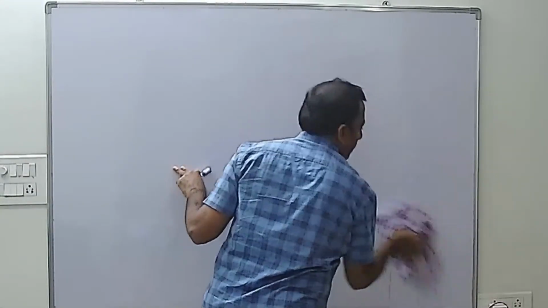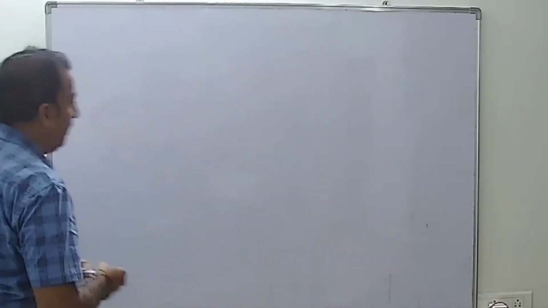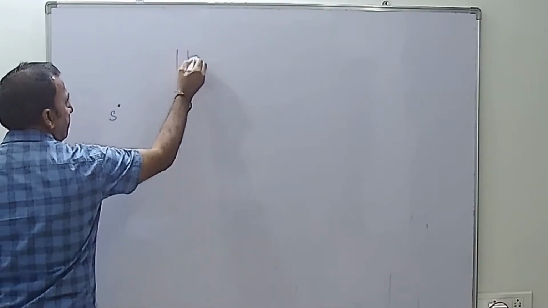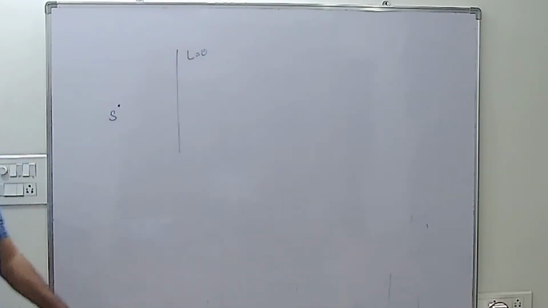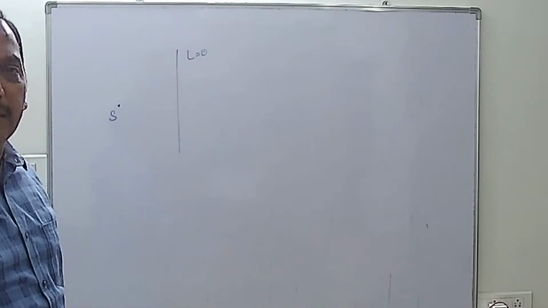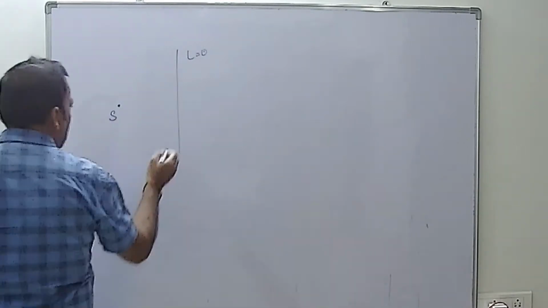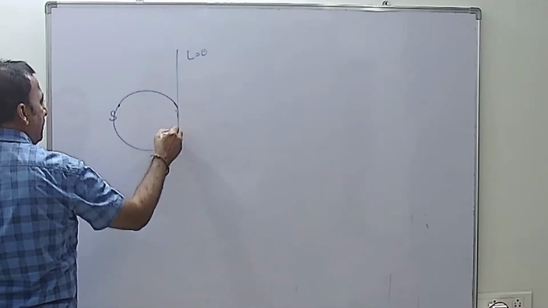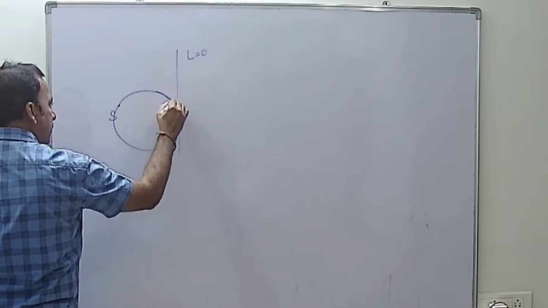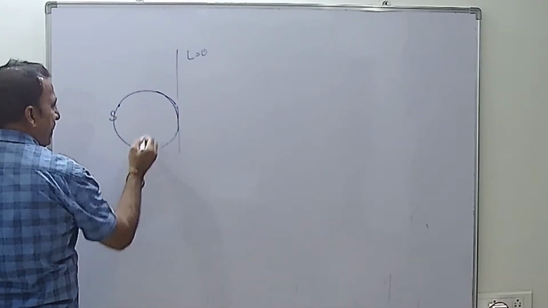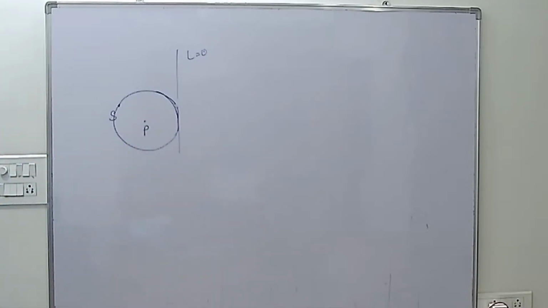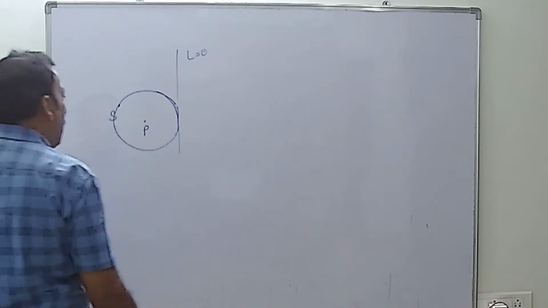Okay, another note. We have a fixed point and a fixed line. We are drawing circles such that the circle is passing through the fixed point and touches the fixed line. The locus of that point P is a parabola. The locus of that point P is what? Parabola. How do you know?